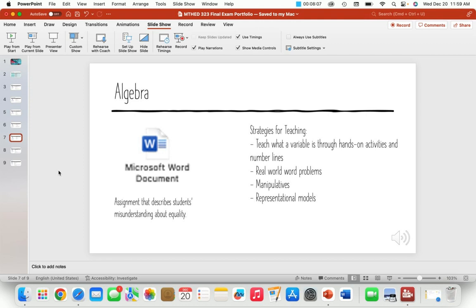And I included a document that I completed that describes some students' work that had some misunderstandings about equality, and how I would use different hands-on activities and number lines to address these concerns that they have.